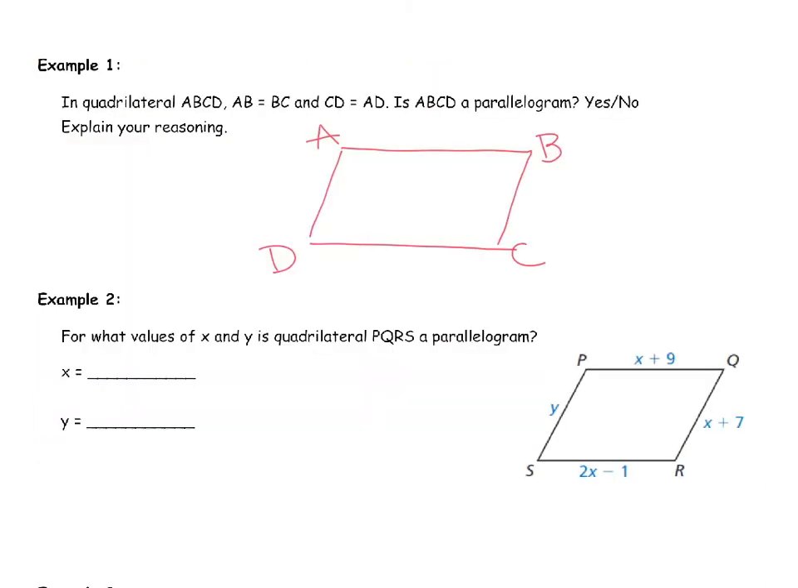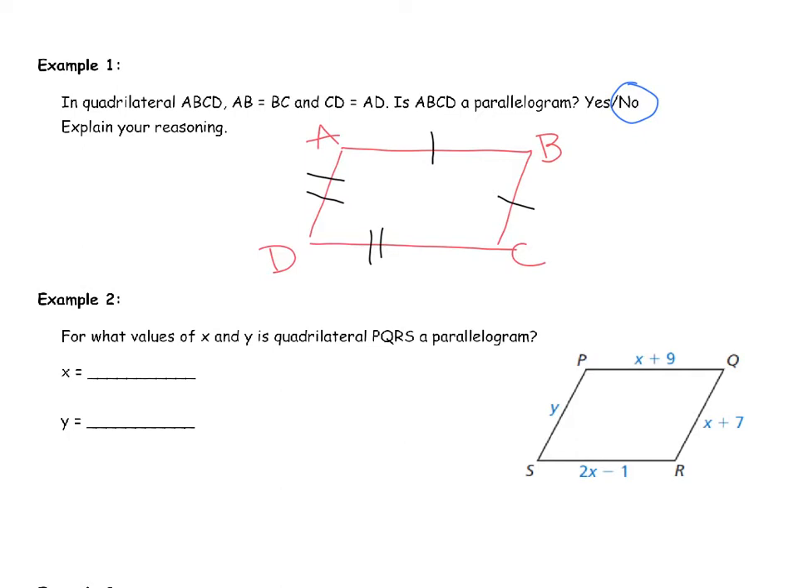All right, so here's our next example. In quadrilateral ABCD, AB is congruent to BC, and CD is congruent to AD. So is ABCD a parallelogram? Well, hopefully you guys are seeing that if it is a parallelogram, then opposite sides are supposed to be congruent. So that would lead us to conclude then that no, this is not a parallelogram.